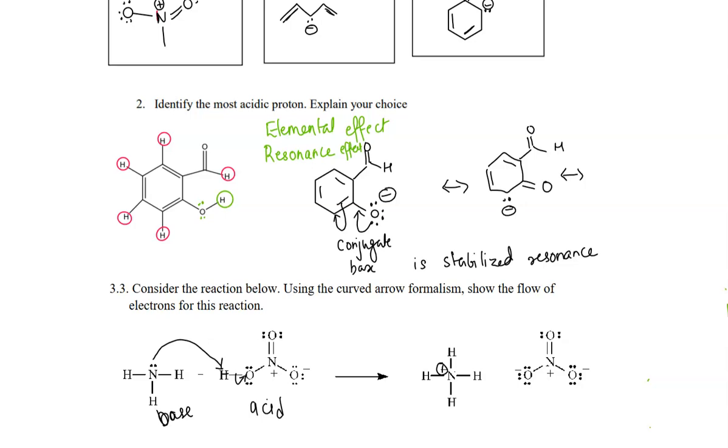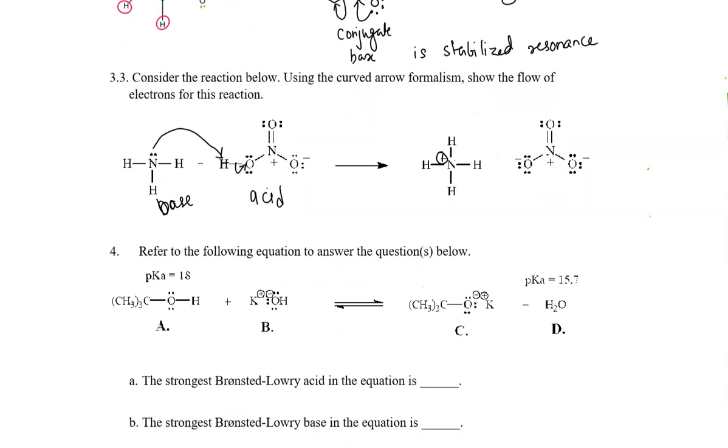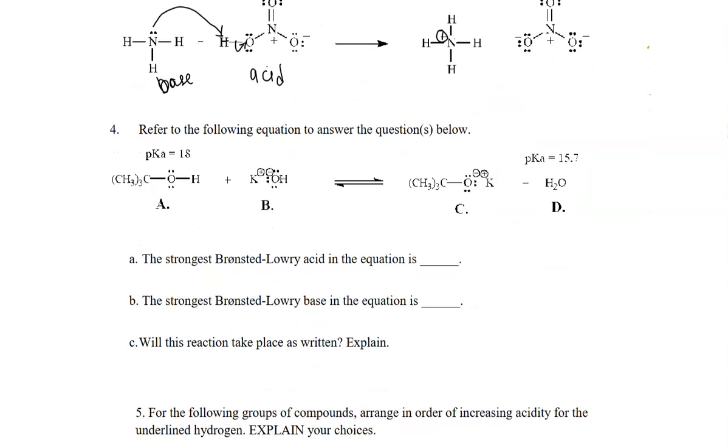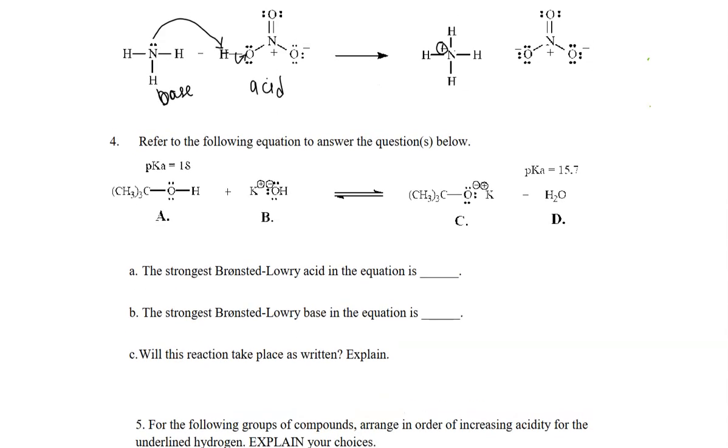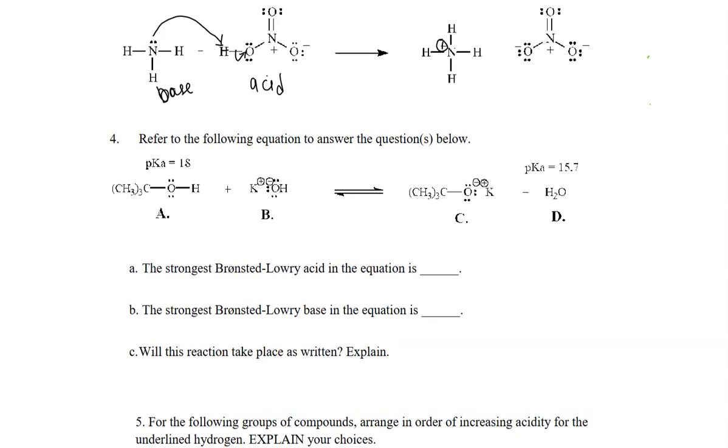So these are a couple of questions on worksheet number 2. Let's see if we can move on to the next one. Okay, here we go. Drawing arrow formalism is very important because it also tells you the direction of equilibrium of the reaction, whether it is trying to move in the forward direction or is more stable in the backward direction.